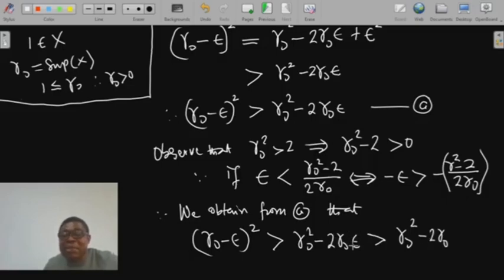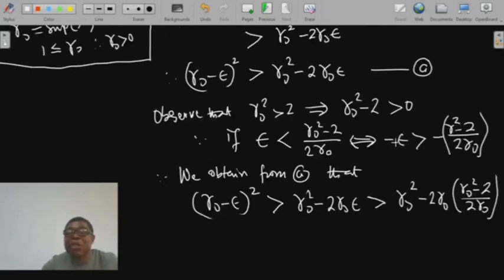This minus epsilon is bigger than minus this. So this entity here will be bigger than minus 2 gamma naught into gamma naught squared minus 2 all over 2 gamma naught. To see how this happens, you'll find out that I can multiply both sides of this inequality by 2 gamma naught, meaning that minus 2 gamma naught epsilon is bigger than minus 2 gamma naught times this. So adding gamma naught squared to both sides after they multiply both sides by 2 gamma naught, we'll get that this entity is bigger than this entity.